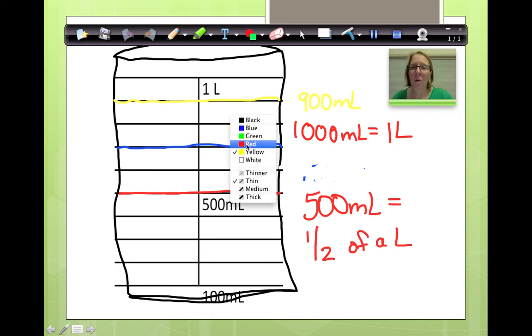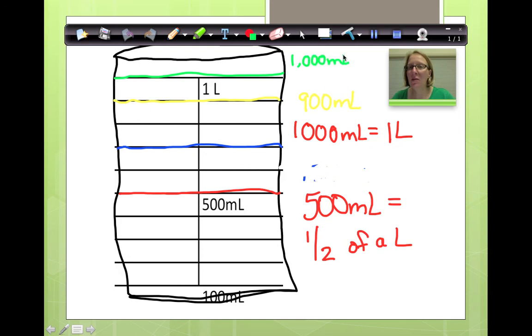But what if I filled it all the way up to the top here? Right up to the top. I can say it two different ways. I can say that it is 1,000 milliliters, or I can say it is 1 liter. It means exactly the same thing.